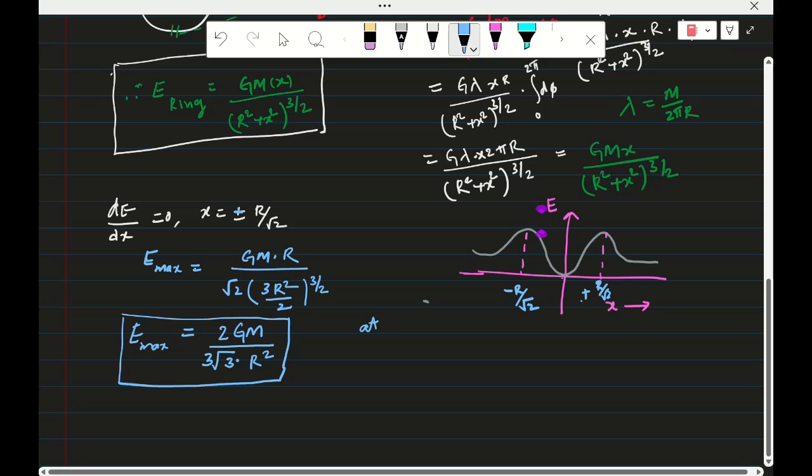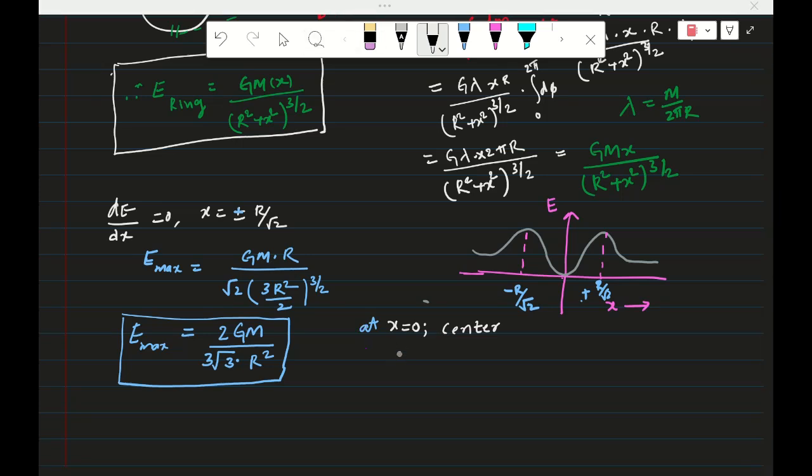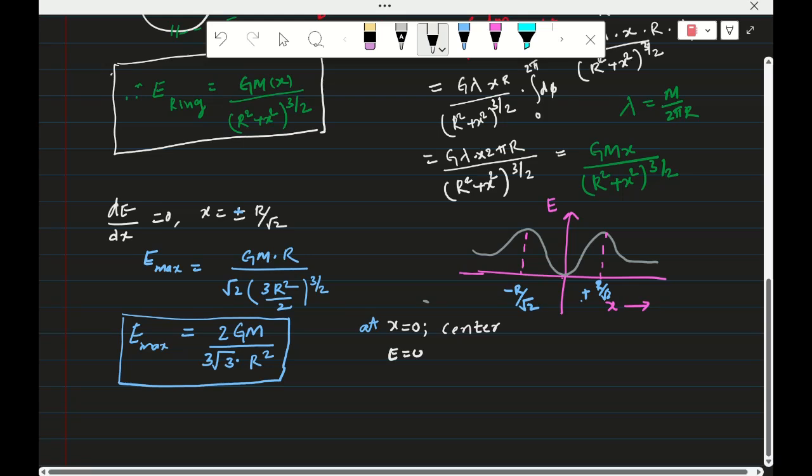And at the center, at x equal to 0, which represents the center, the field due to the ring is also 0. So this is about the ring.